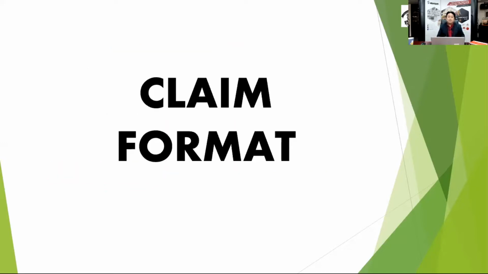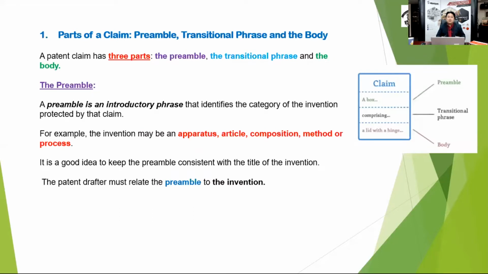So how do we draft a claim format? It's very simple. There are three parts to a claim. The first is called the preamble, then the transitional phrase, and the body. If you look at the claim on the slide, it says a box comprising a lid with a hinge. You see, a preamble is an introduction part.